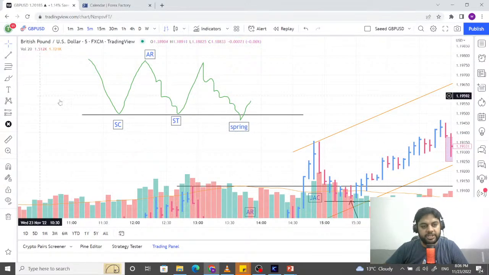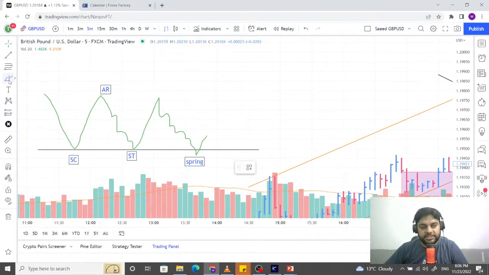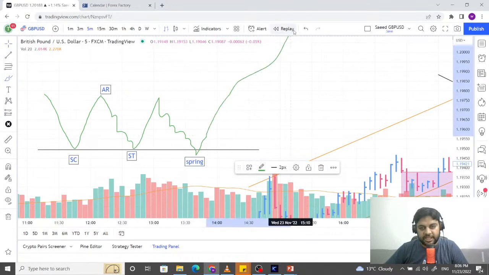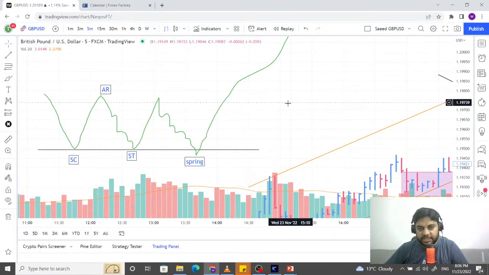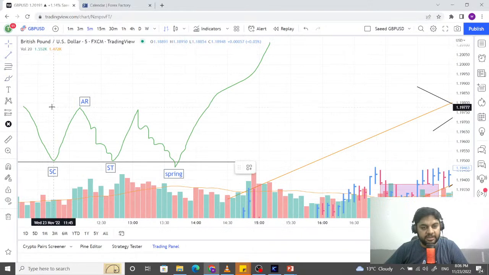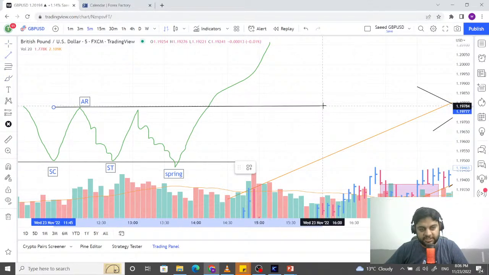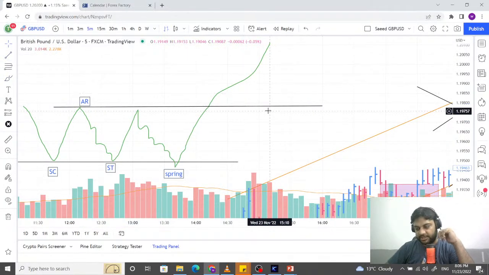What will happen over here? The market is going to take a jump across the creek like this. So this is something like a jump across the creek, because we have a creek level over here, right? Guys, you can see there is this resistance over here.